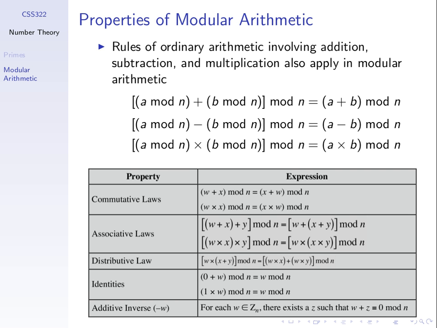4 cubed is 64, mod 13 is 12. So this becomes 12 times 11. 12 times 11 is 132, mod 13 is 2, because 130 is 10 times 13, remainder 2. We have our answer.